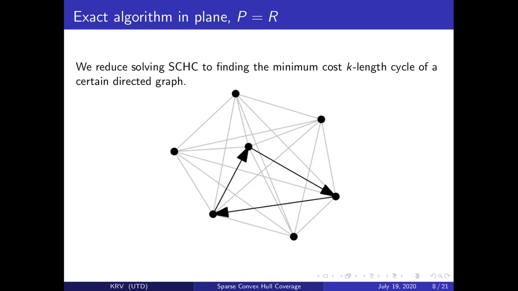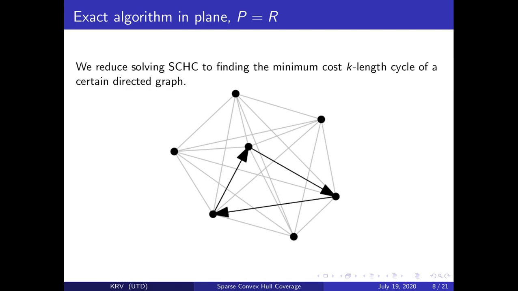So that's the basic connection. We're connecting cycles to convex hulls. And what we're going to do is weight the edges of the graph in such a way that the cost of a cycle is the same as the cost of our objective for convex hulls. So that's the basic idea. Now, let me briefly show you why P equals R is important here, because this graph approach doesn't work if P does not equal R.